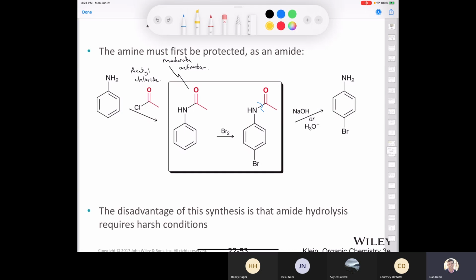The disadvantage is that the hydrolysis of an amide requires harsh conditions. It's kind of a tough reaction. You really got to beat up on the reaction. So we'll say, again, here you can use sodium hydroxide, or you could use acid, and I'm going to add here followed by base. You'd have to do that.